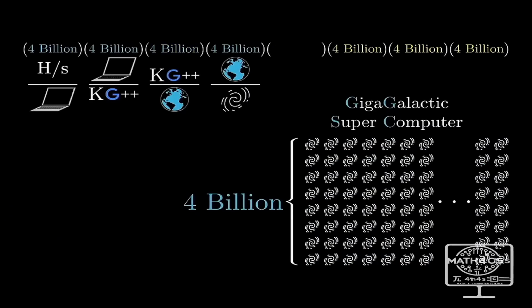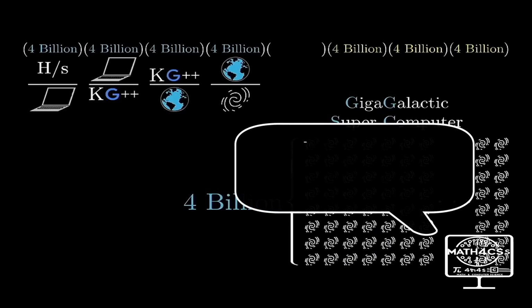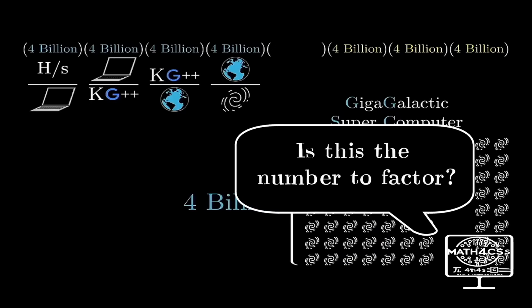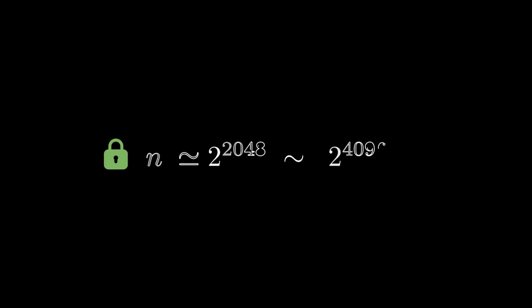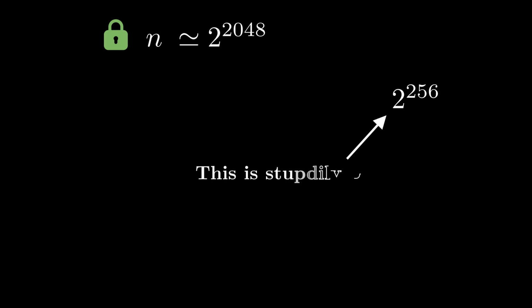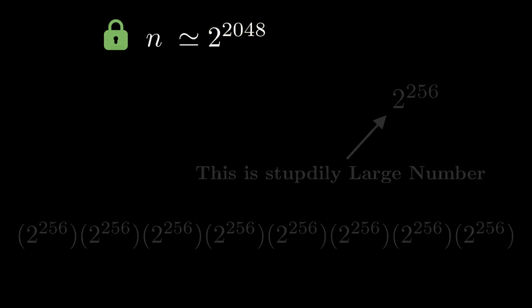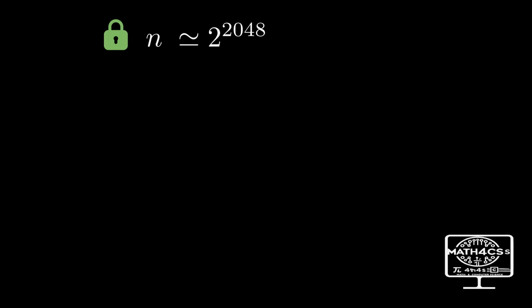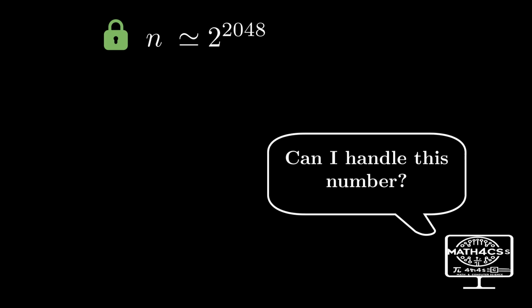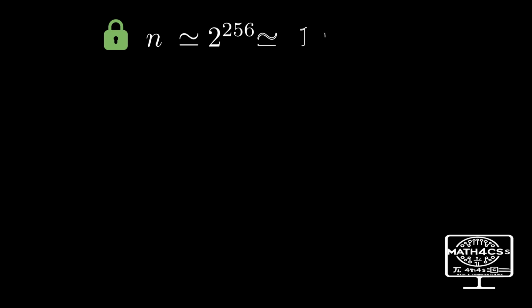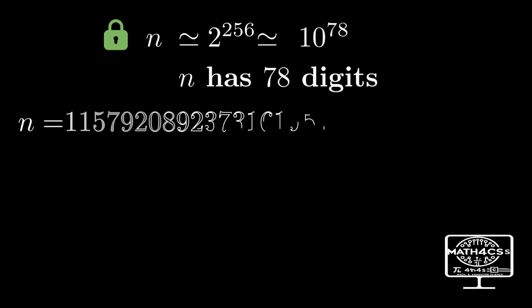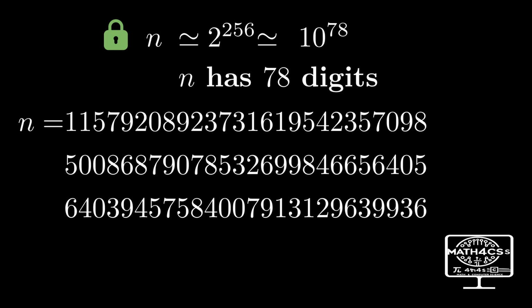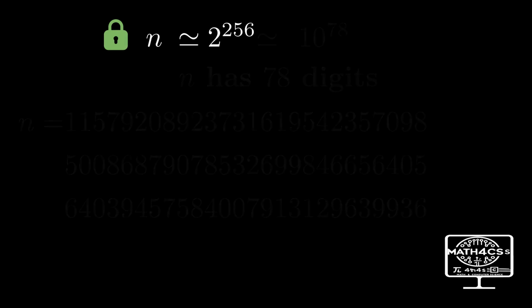Is this the number we use in RSA and want to factor? Actually, not even close. The number we use in RSA is between 2 to the power 2000 and 4000. So the smaller number is 2 to the power 256 times itself 8 times. You may think, with such a large number, our computer will not be able to even store it. This is not the case. 2 to the power 256 has 78 digits. This can be written and stored easily.